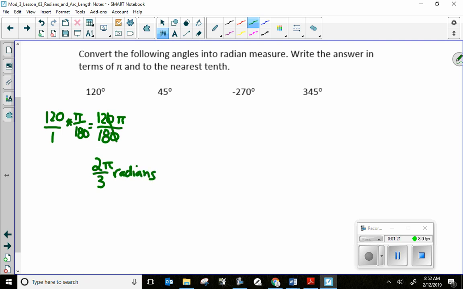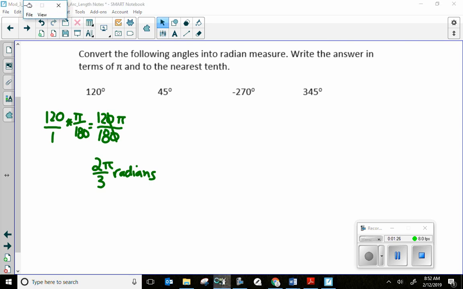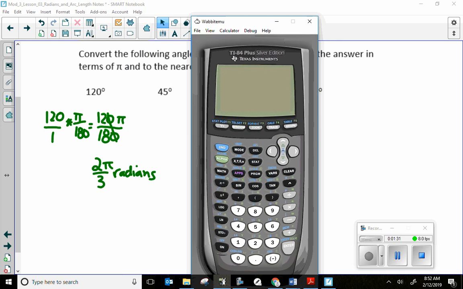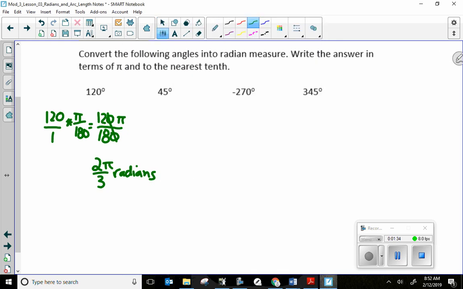All right, now let me show you something. If you're one of those people who hate reducing fractions, your calculator reduces fractions for you. Just take your 120 over 180, which I had before I even canceled anything out. Forget the pi. Pi won't reduce, it's irrational. So for one moment, let's forget about our pi. That's just going to carry along. Our answer is going to be right there.